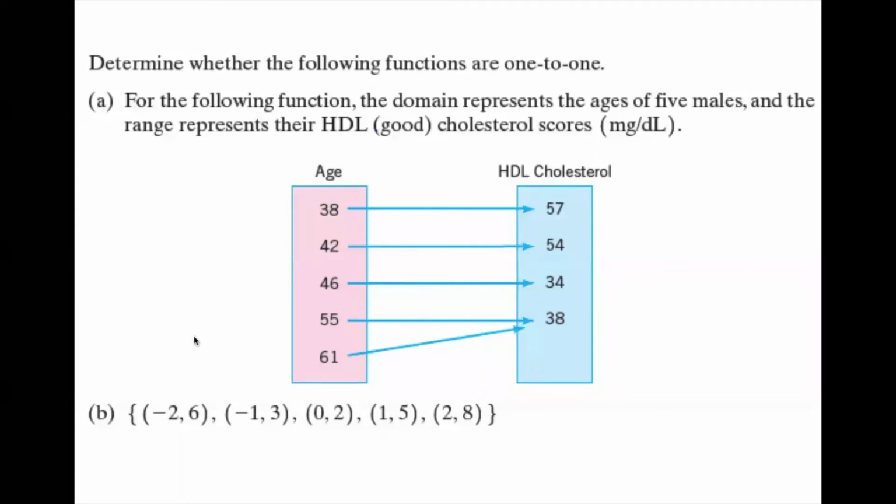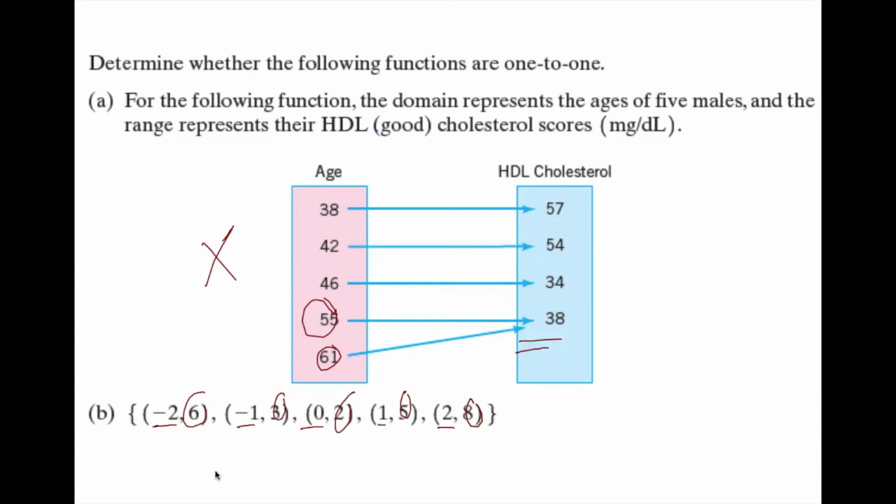Take a look at the given diagram. So obviously, a male with an age of 55 and 61 both have a 38 mg per dL good cholesterol. So this means this is not a one-to-one function. How about the second one? Is it one-to-one? Take a look at the given input, domain, and your range. Yes, this is one-to-one. Every input has a different output.